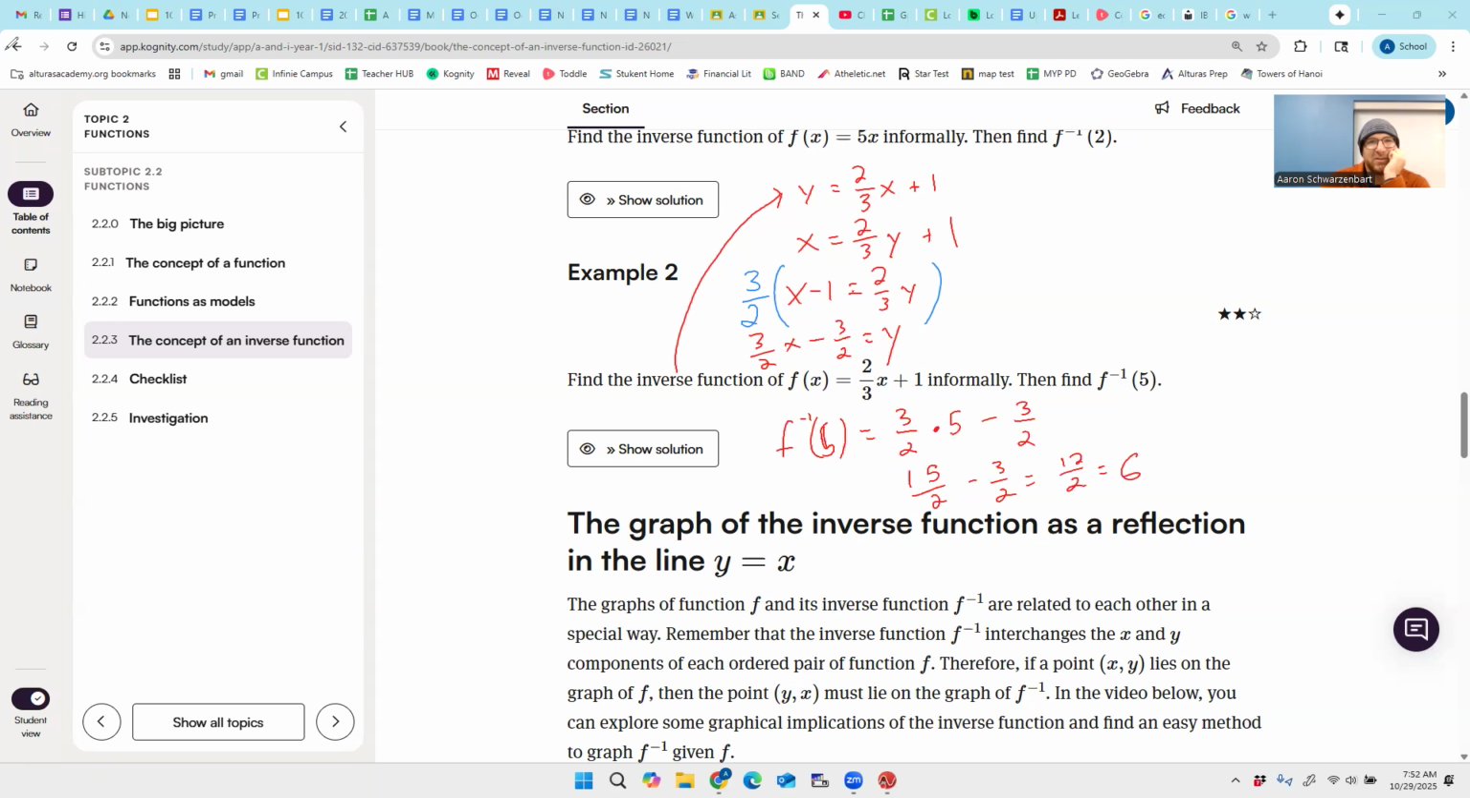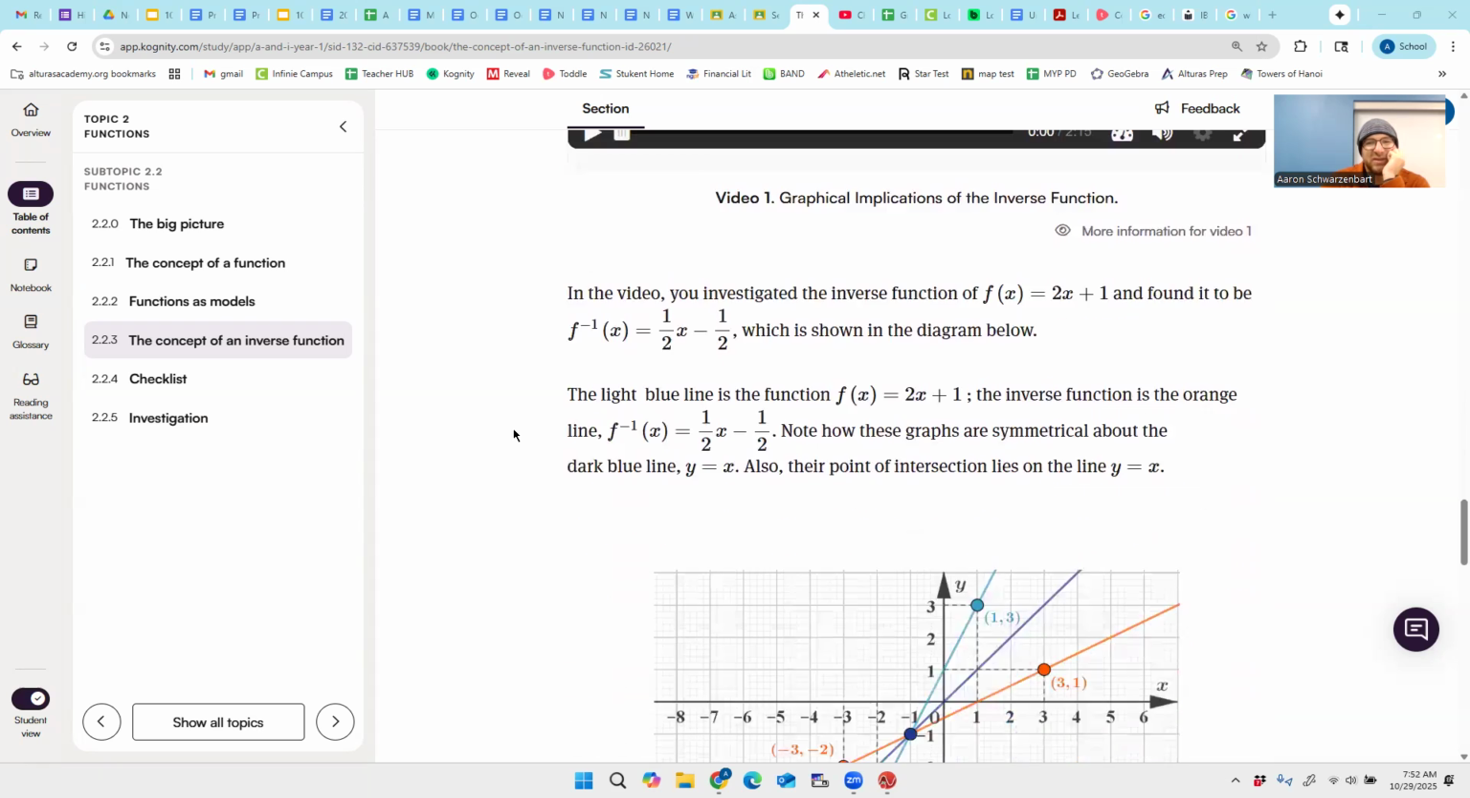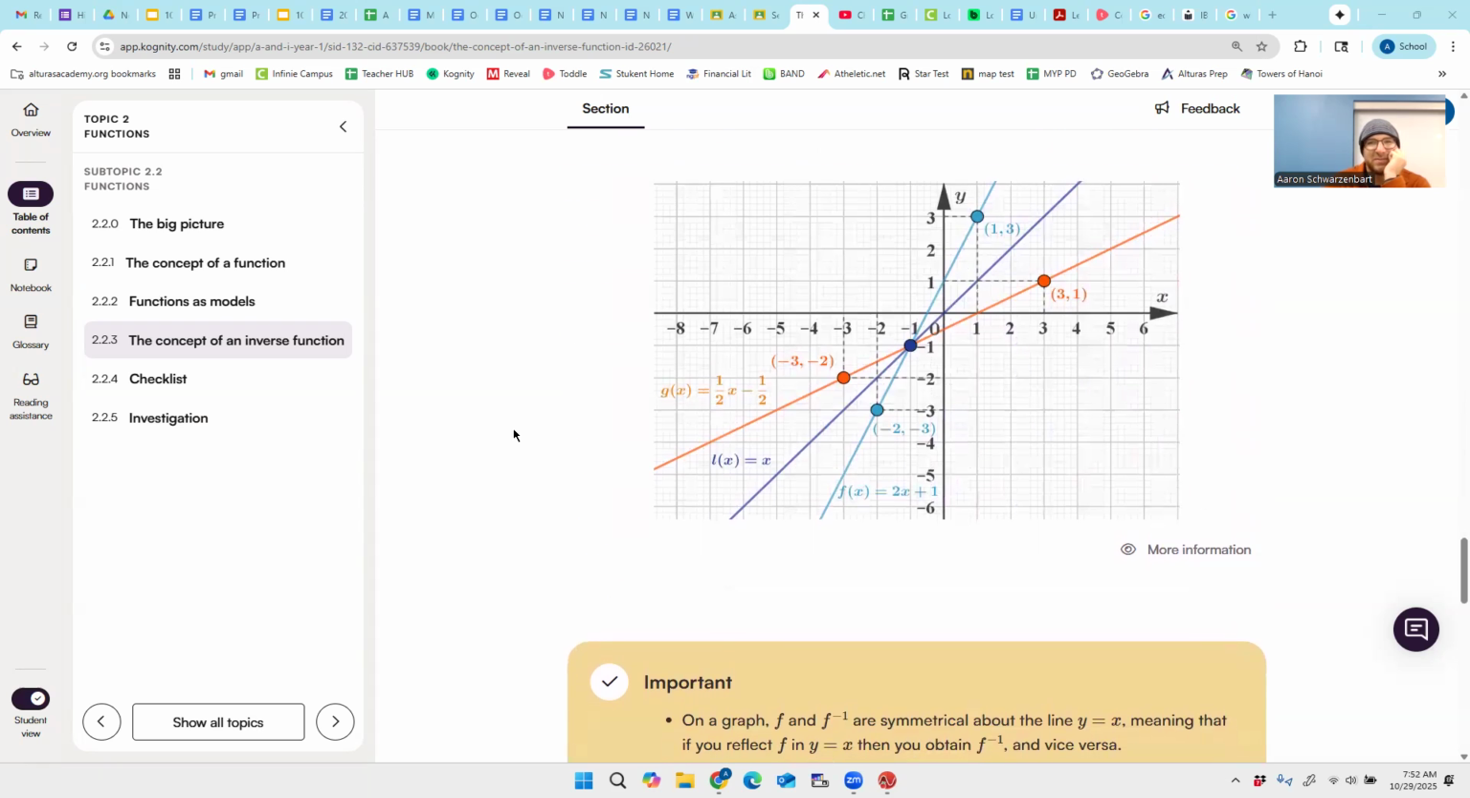We're talking about graphs of inverse functions. They are reflections over the line y equals x. So here we've got the line y equals x. Here are my inverses. We'll call that f of x. No, they're calling this one f of x, and this one g of x, which is f inverse of x.